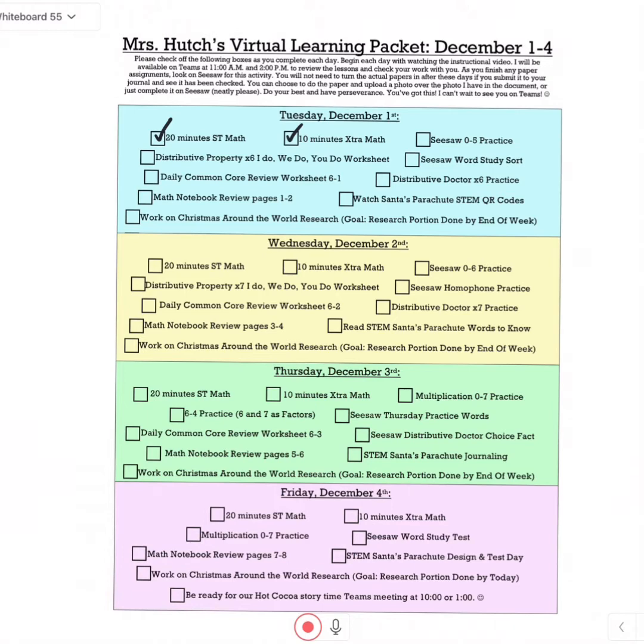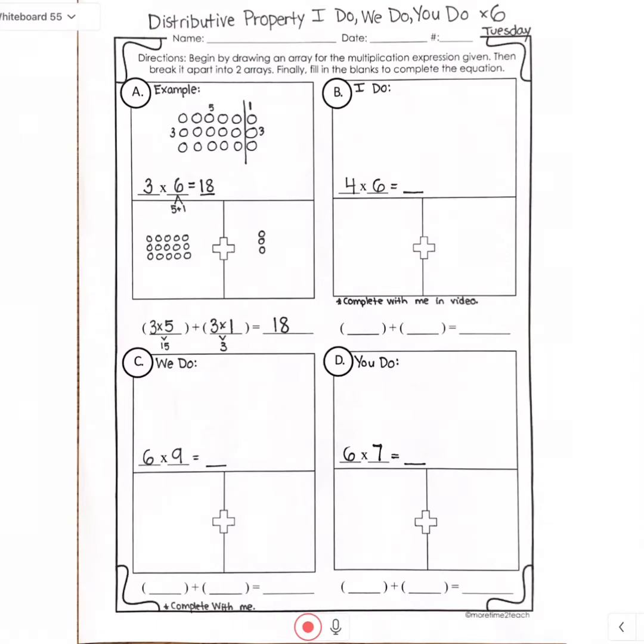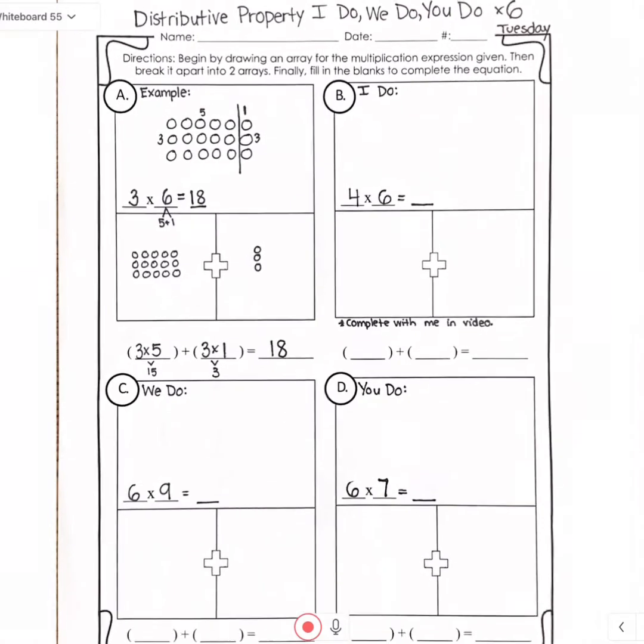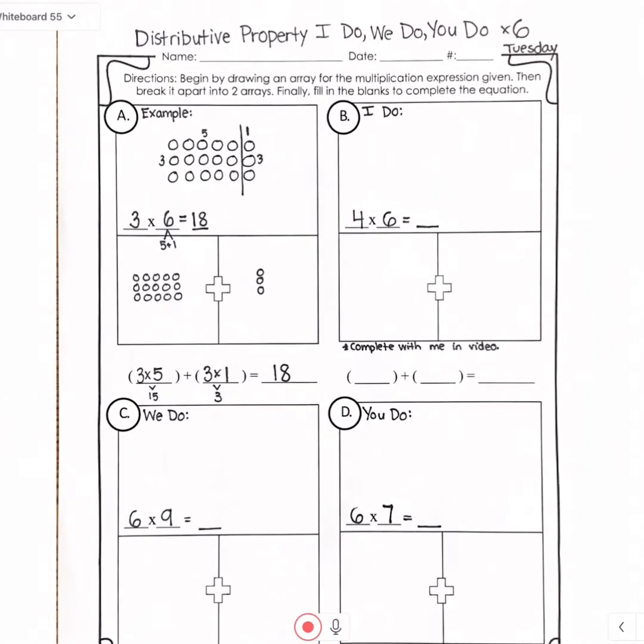So right now I'm going to show you the I do, we do, you do times 6 worksheet. You will see this assigned on Seesaw, but you also have the paper version. So you can choose to do the paper version and then take a picture of it and submit it on Seesaw, or you can choose to just do the activities strictly on Seesaw. So it's up to you, whatever you would like to do. I believe doing the paper version would definitely be much neater. So whatever is going to make you do your neatest work, please do that.